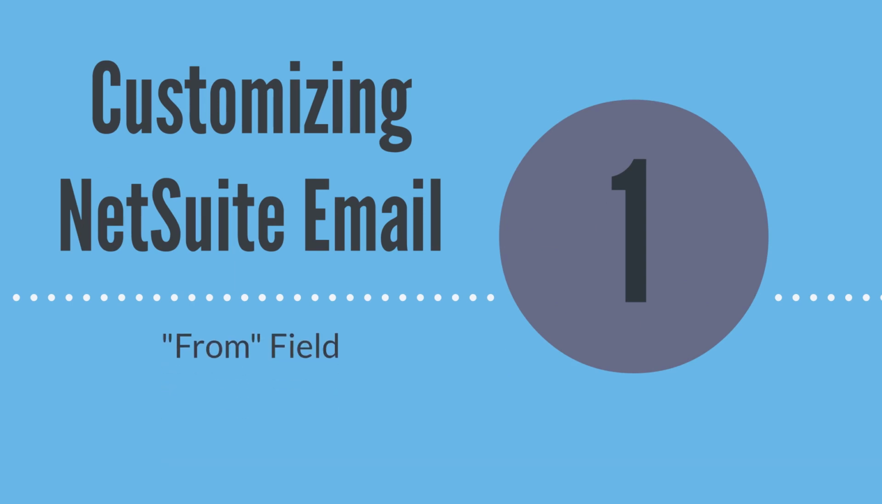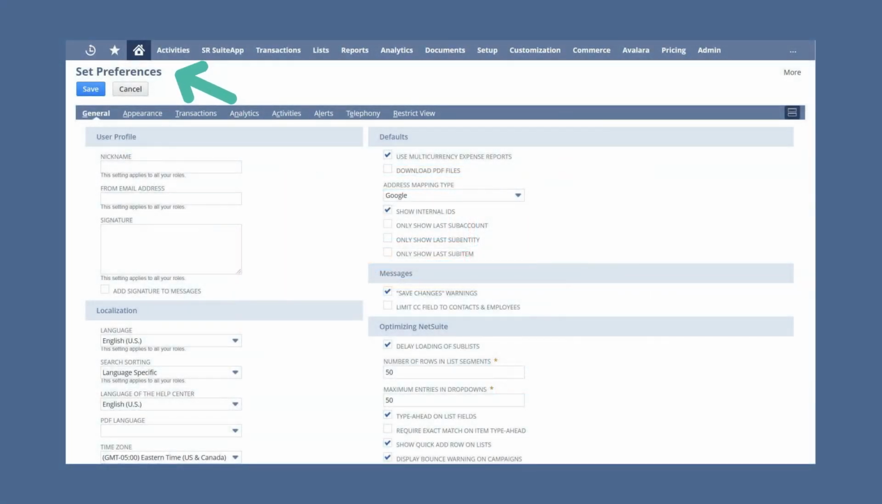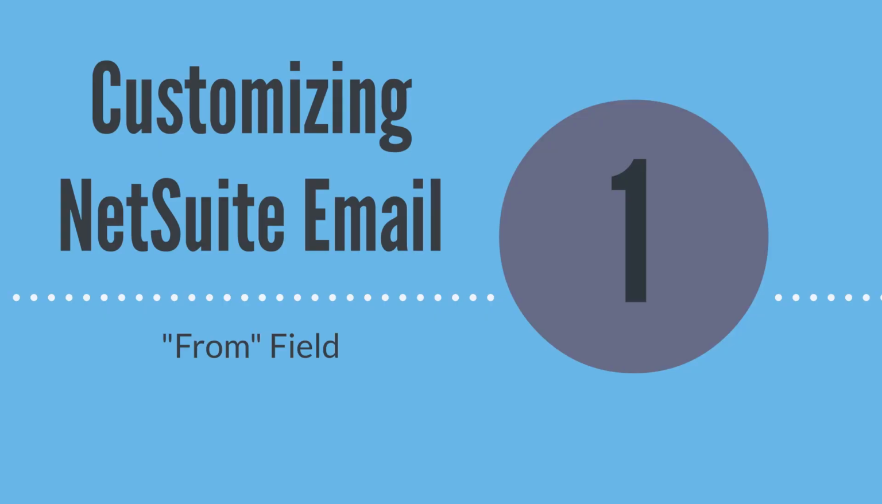One area that you can customize is the From field. To do this, navigate to Home, set Preferences, and locate the User Profile section under the General subtab. Then type in the address you want to appear in the From field of emails you send in NetSuite. If you leave this field blank, your NetSuite login email will automatically appear in the From field of your NetSuite emails.